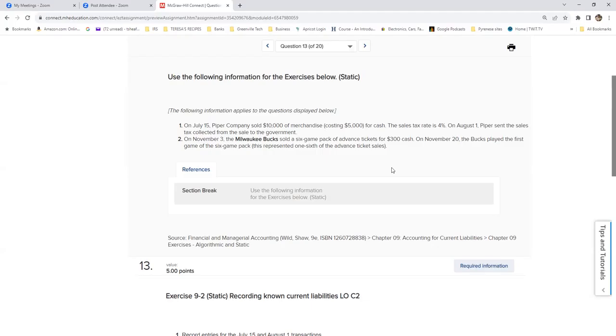Then you're going to do your cost of goods sold transaction, debiting cost of goods sold 5,000, crediting merchandise inventory 5,000, and that will complete your journal entries there.